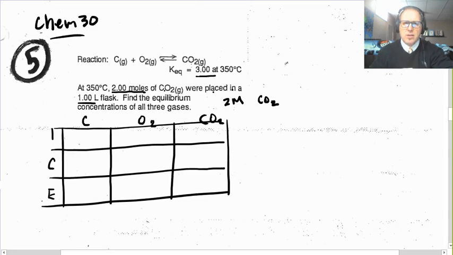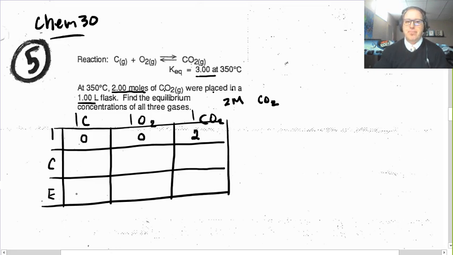Now, is this equilibrium equation balanced? It looks like it is. So it's a 1 to 1 to 1 ratio, so that's going to be important. Okay, so notice that we're starting with 2 moles per 1 liter of CO2. So I'm going to put a 2 there. And because that's all we're given, we can assume that we have 0 oxygen and 0 carbon.